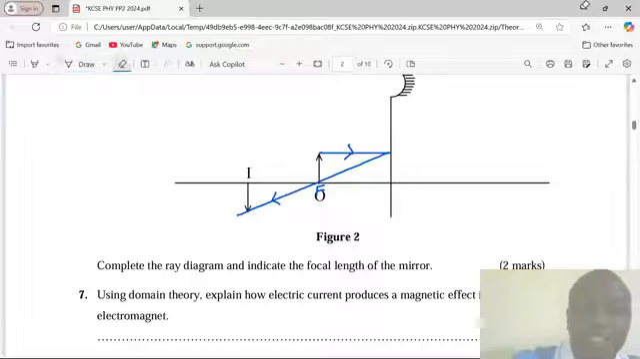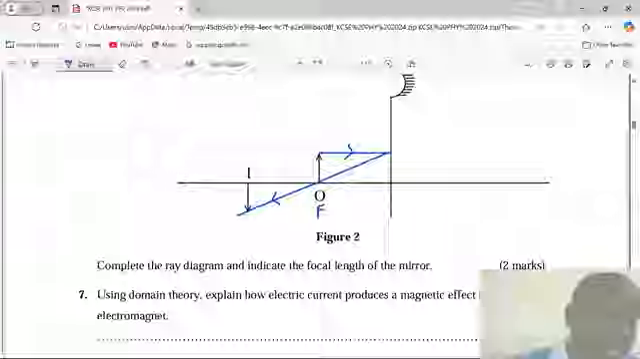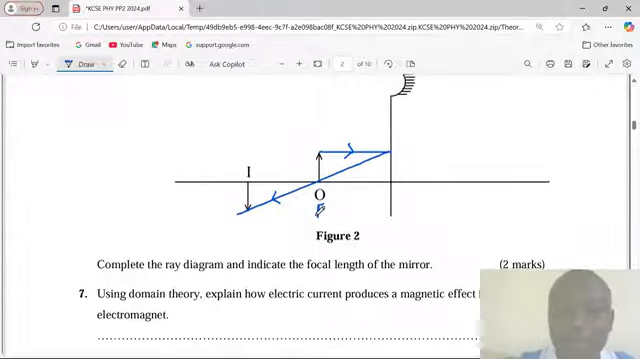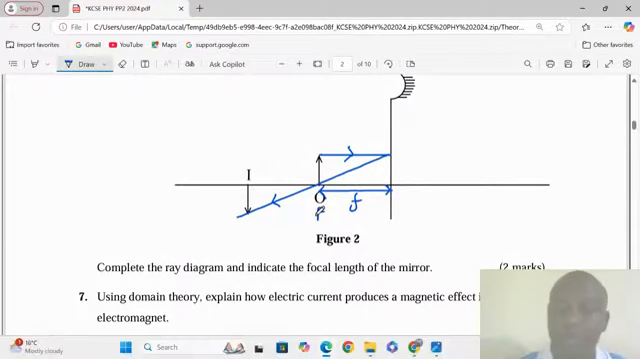Let me write it well. Point F is going to be at that point. Now that we have the point F, the distance from F to where the mirror is, from F to the pole of the mirror, we call it small letter f, the focal length.